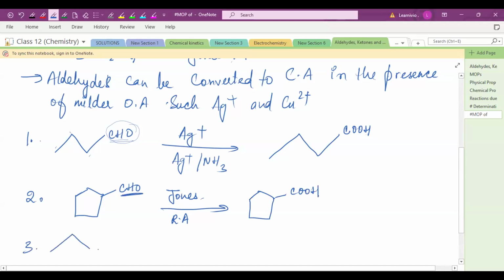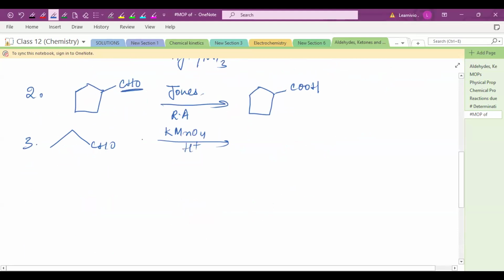Similarly, third question, CHO group, if you add strong oxidizing agent KMnO4, okay, acidic condition, acidic KMnO4 आप use कर रहे हो. Okay, so here again, this will get converted into a carboxylic acid. The number of carbon should be same, CHO group. This is clear, Muniba?